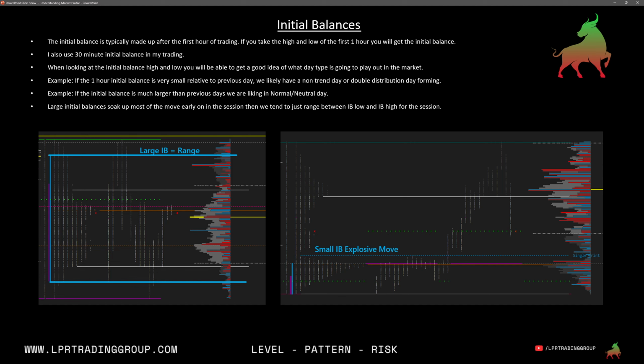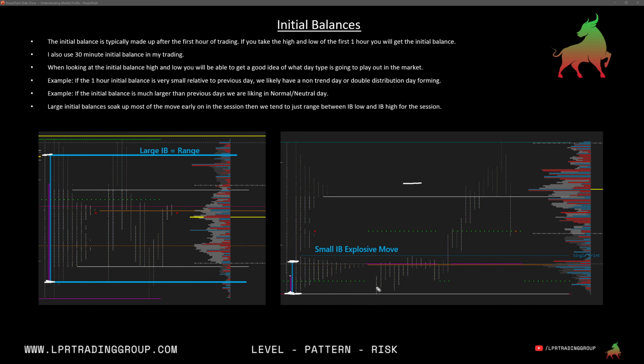When looking at the initial balance high and low, you would be able to get a good idea of what day type is going to play out in the market. Example, if the 1 hour initial balance is very small relative to the previous day, we will likely have a non-trend day or a double distribution day forming. Okay, so if we look at this example on the right side here, on my profile or market profile TPO chart, this blue bar represents my initial balance for 1 hour, and this is my 30-minute initial balance. You can see that this initial balance range is very small relative to this initial balance range.